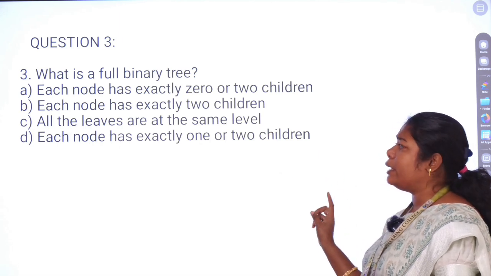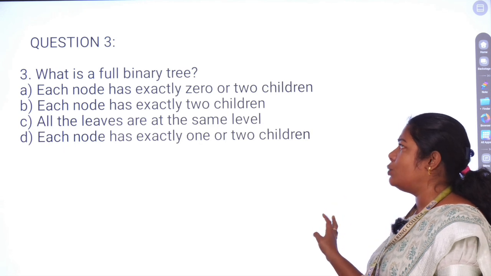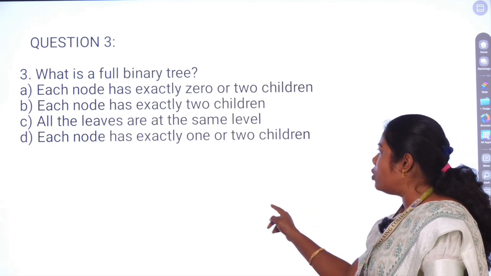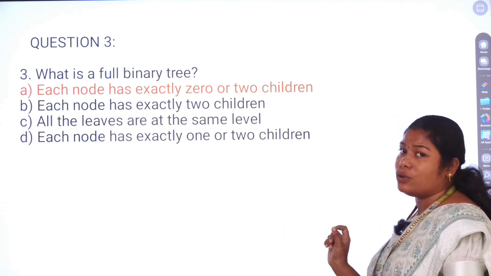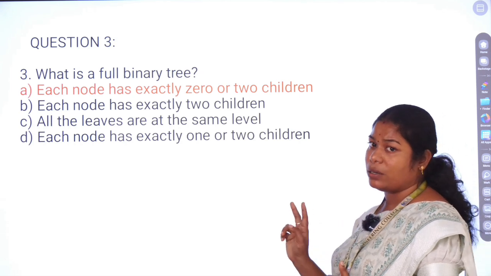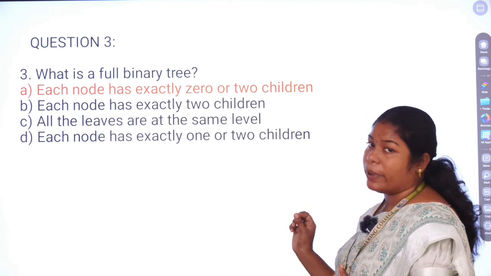Fourth option, each node has exactly 1 or 2 children. Which is the right option? We will see. Each node has exactly 0 or 2 children is the right option for a full binary tree.